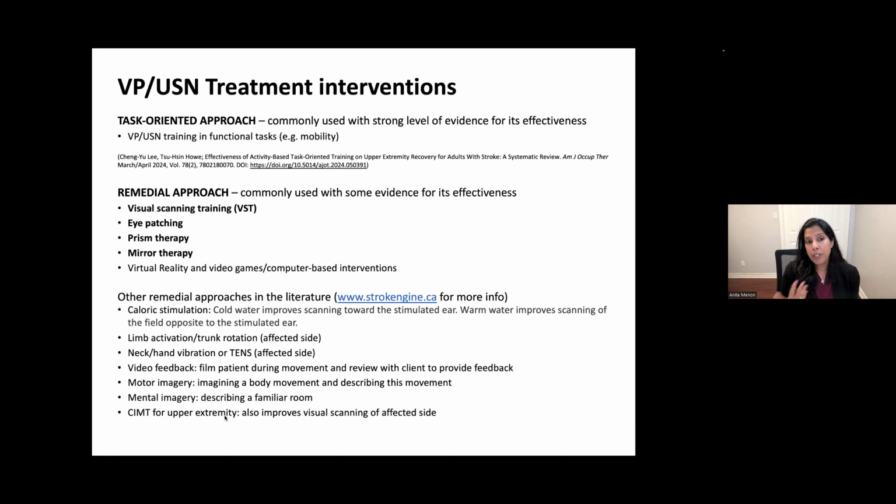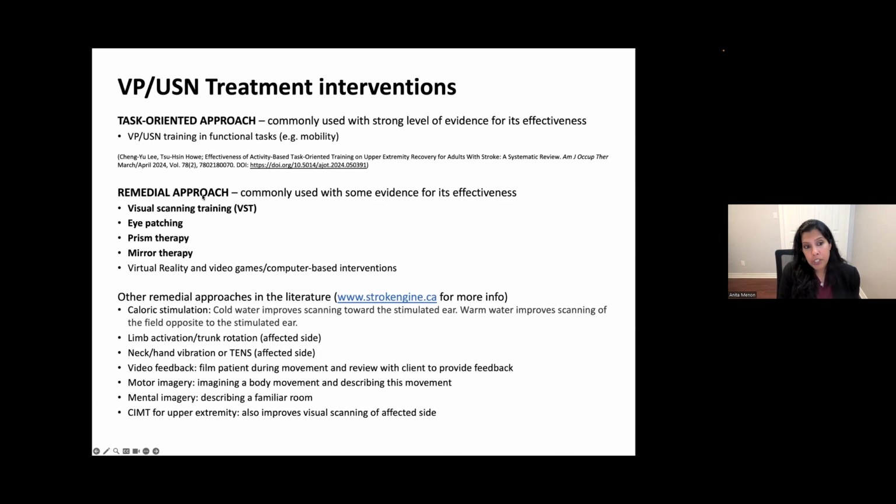And so, of course, we know in the literature that task-oriented approaches definitely have a strong level of evidence of their effectiveness to improve those specific skills. So if you practice the exact skill of bathing, it will then translate to an improved independence in bathing once the client goes home.